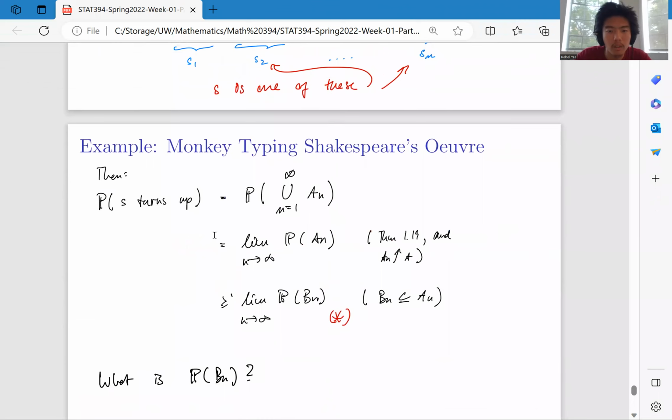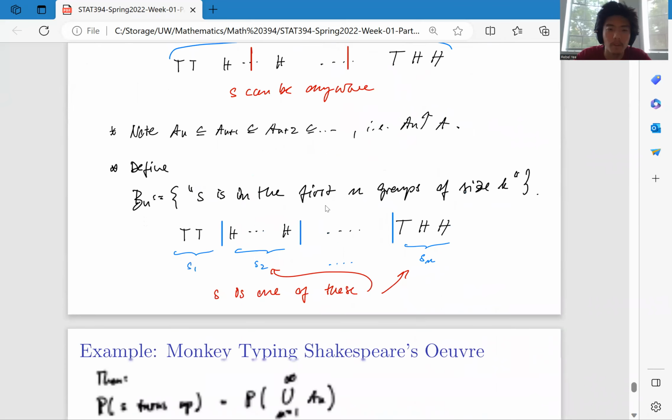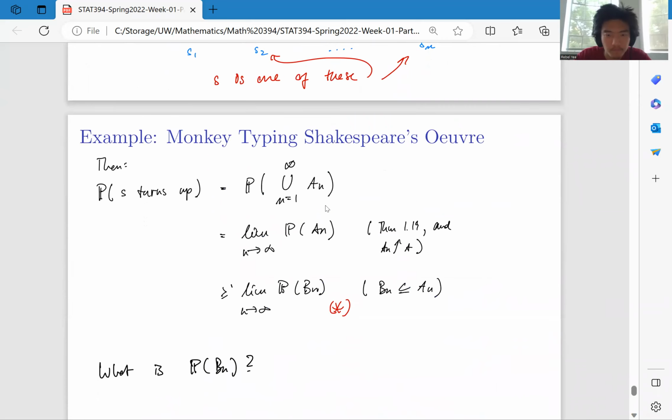And here, we'll calculate the probability of S turning up. Turning up means the S is actually the ideal term we define here that will be found. So here, the probability is equal to the union of all of the An sets, n from 1 to infinity, and it's equal to the limit as n goes to infinity of P(An), and then it must be greater than or equal to the limit as n goes to infinity of P(Bn).